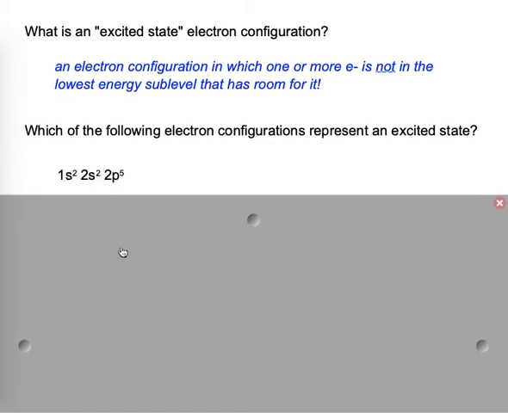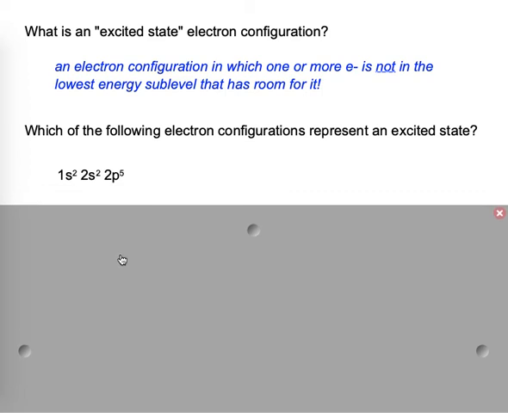So here's a question for you. Which of the following electron configurations represents an excited state? All you're doing is looking at the electron configuration I provide you and asking yourself, are these sublevels filling in the correct order as determined by the periodic table? 1s2, 2s2, 2p5. That looks good to me. In fact, we can tell simply by the number of electrons that has to be fluorine.